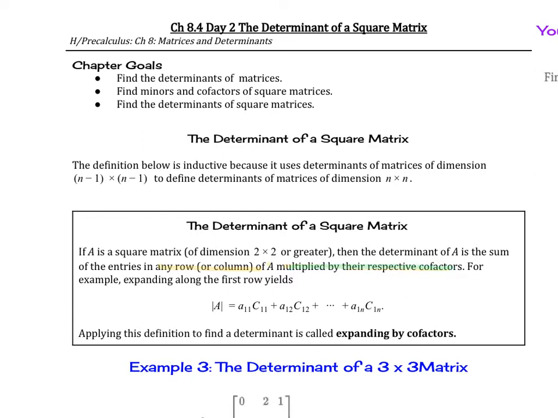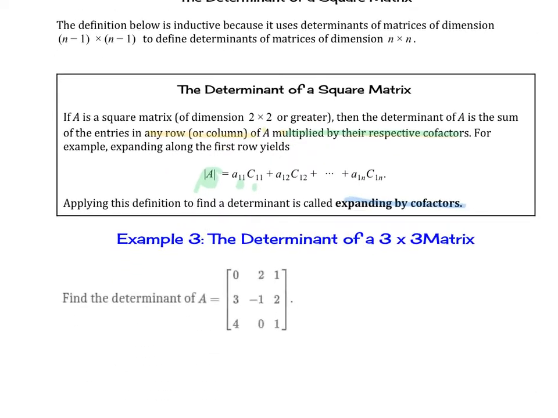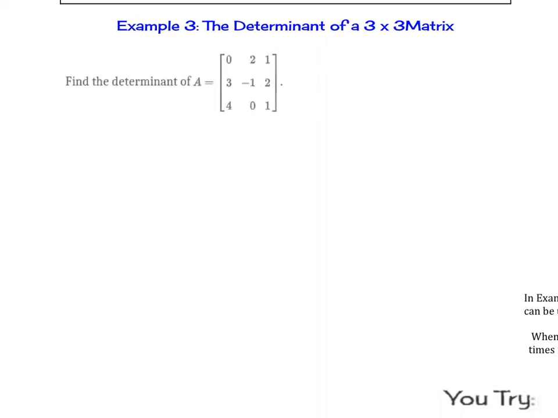So for example, expanding along the first row yields the first number times the cofactor of that number, A12 times C12, and so forth. Applying this definition to find a determinant is called expanding by cofactors. So let's try that, the determinant of a 3 by 3 matrix. Now we're going to take a look at two different methods in order to find the determinant of a matrix.